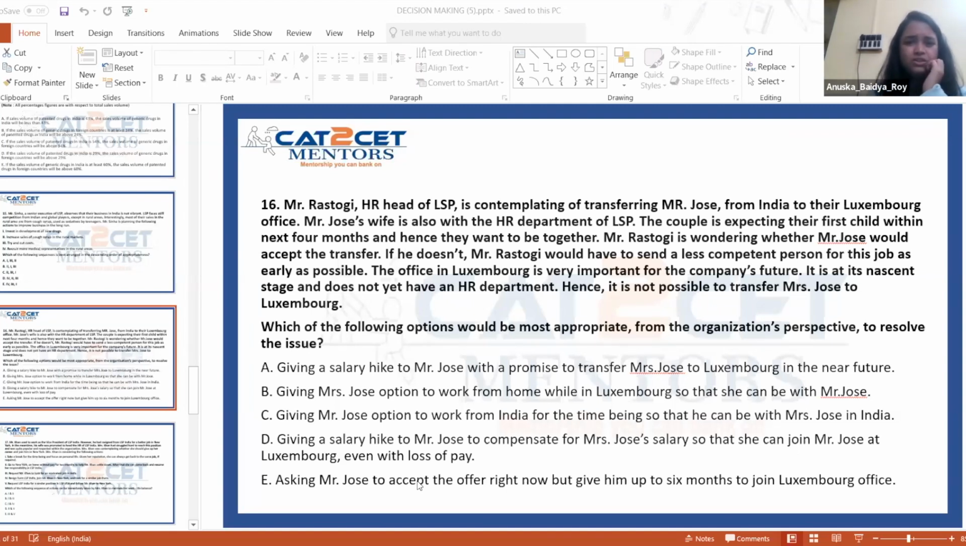Let's read the case again. Mr. Rastogi, HR of LSP, is contemplating transferring Mr. Jose from India to Luxembourg office. His wife is with HR department. Couple is expecting their first child. Want to be together. Mr. Rastogi is wondering whether Mr. Jose would accept the transfer. If he doesn't, he has to send someone else. The office in Luxembourg is very important for the company's future. It is in its nascent stage and does not yet have an HR department, and it is not possible to transfer Mrs. Jose to Luxembourg.